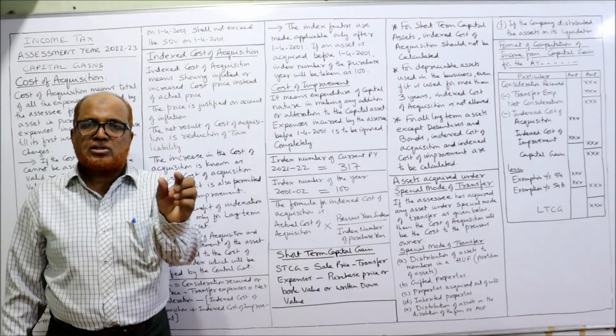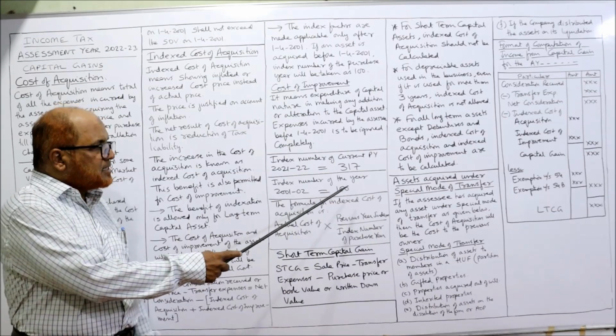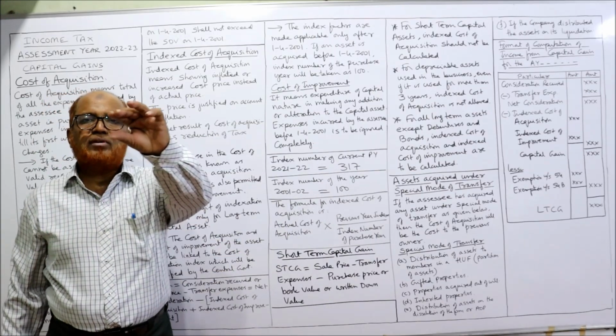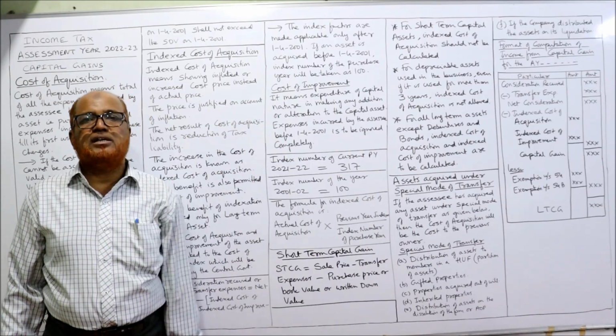So actual cost into previous year index. The previous year index is 317. 317 will be in the numerator. Denominator, the index number of the purchase year.